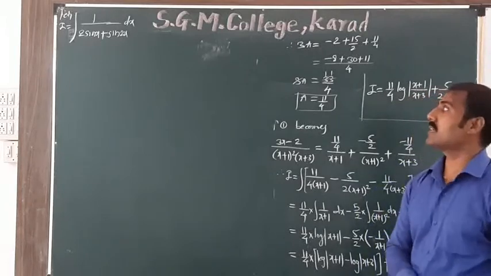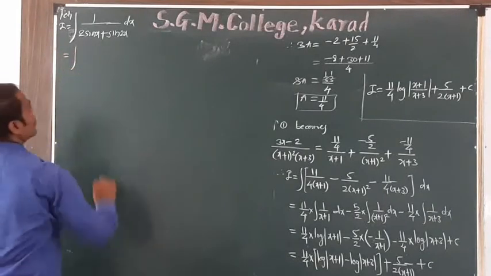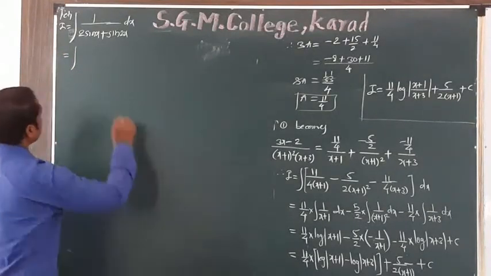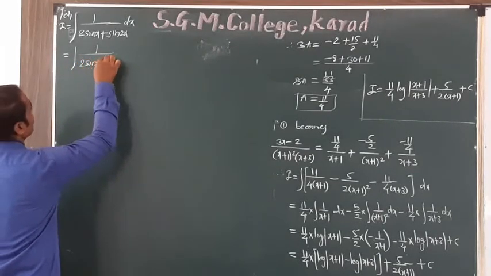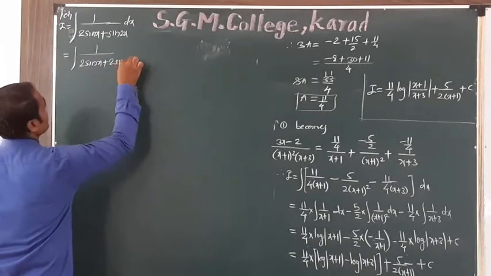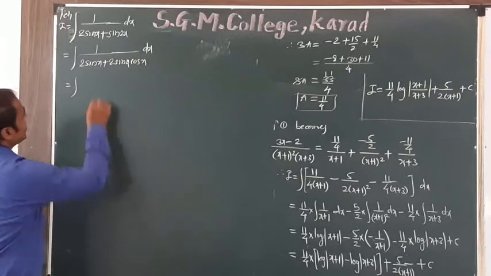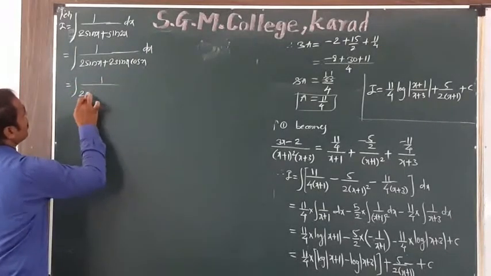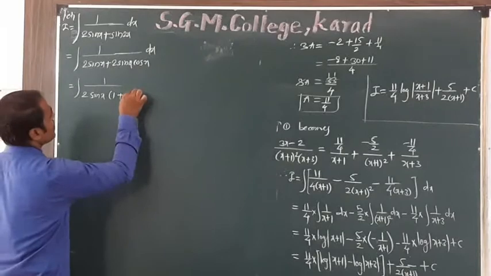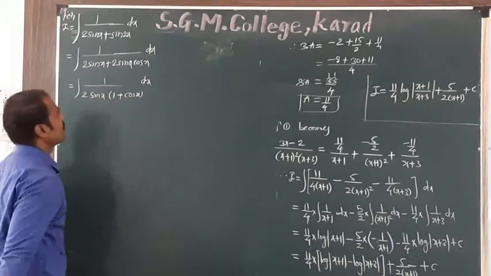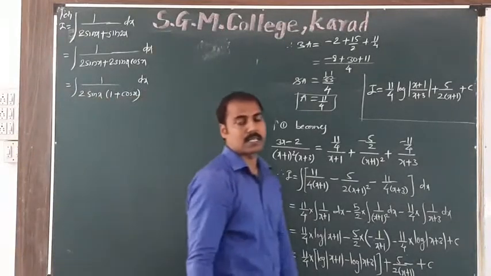Here we see that there is a term of sin 2x, using the formula of sin 2 theta. We know that sin 2 theta is 2 sin theta cos theta. So integration becomes I is equal to integration of 1 upon 2 sin x plus 2 sin x into cos x dx, which is equal to, after simplification, taking 2 sin x common from the denominator, we write this as integration of 1 upon 2 sin x into 1 plus cos x dx.